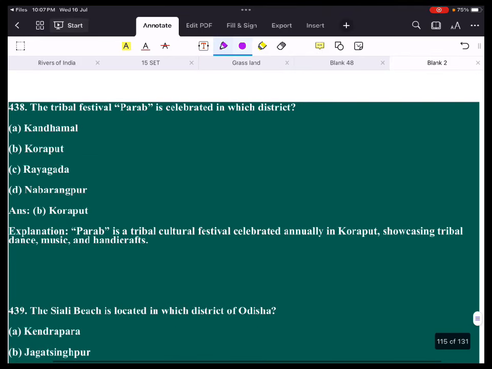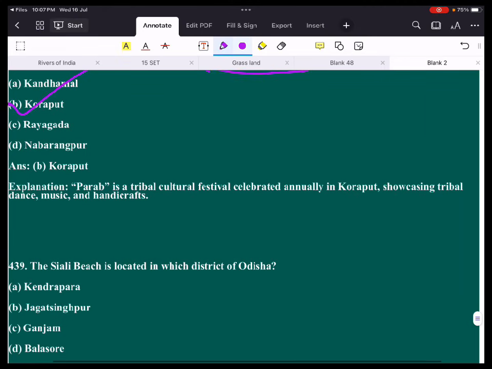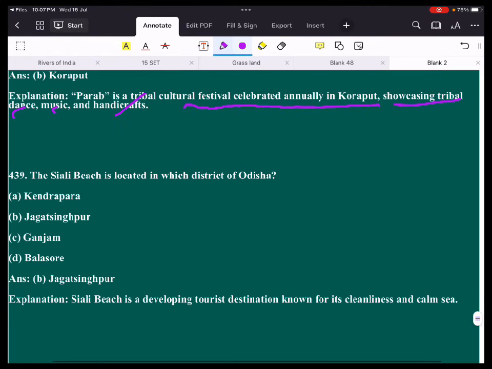The tribal festival Parab is celebrated in which district? That is Koraput district, option B. Parab is a tribal cultural festival celebrated annually in Koraput, showcasing tribal dance, music and handicraft. The Siali beach is located in which district of Odisha? Siali beach is in Jagatsinghpur.